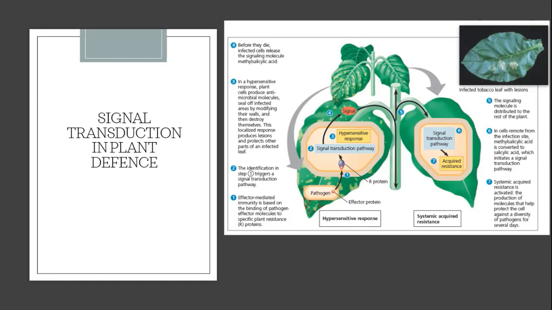So this is another example of how cell signaling helps plants in defense and in protecting themselves from various microorganisms. So this is an example of how signal transduction is used by the plants. So this is the final slide.